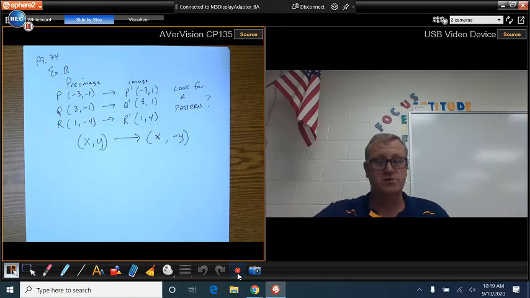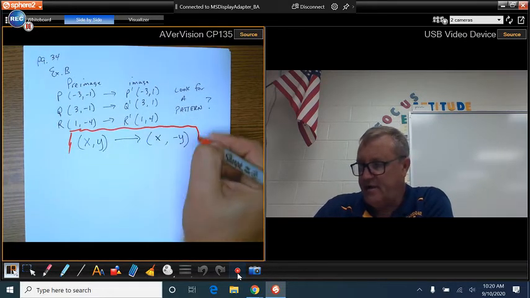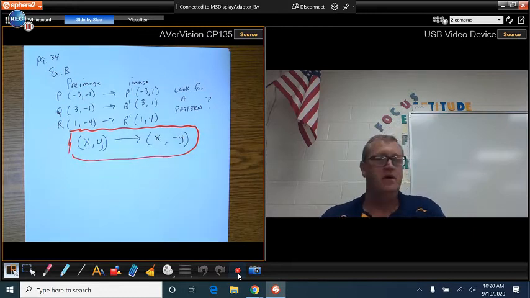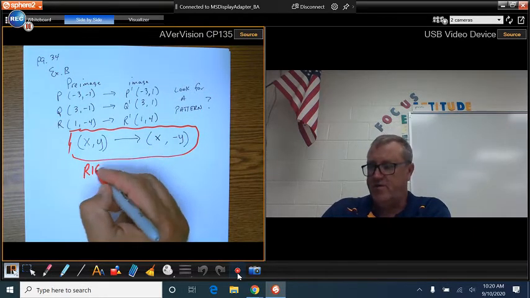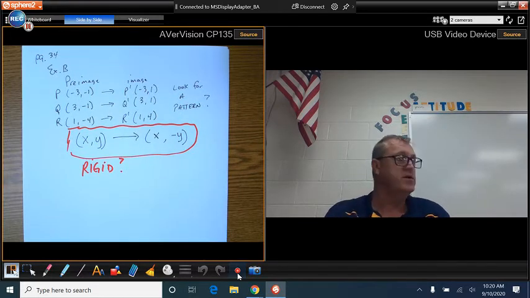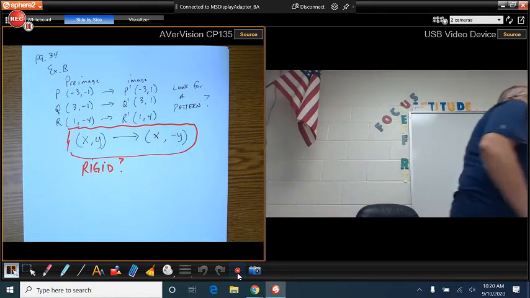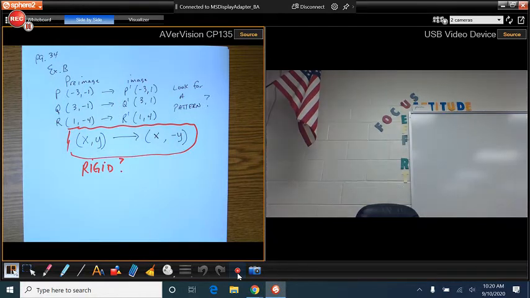Now, that's the rule. So really, that's all you need. Now, if you look in the book, it actually does the distance formula, but that's just to determine whether or not they are rigid. Right? And so what we're going to do is we're going to graph those. Okay? And show that they are rigid. Let me get some graphics.